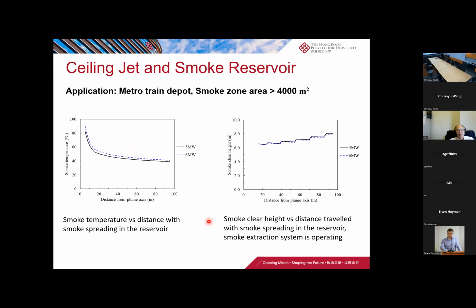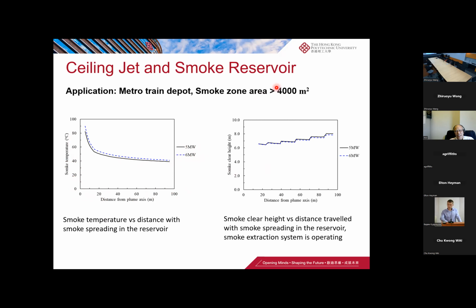We apply this analysis to the case we designed, over 4,000 square meters of smoke reservoir. Here we have a 5 megawatt and 6 megawatt fire situation. The predicted temperature for smoke travelling over 100 meters is still over 40 degrees. So the temperature prediction gives us the confidence that the smoke clean height will be maintained.